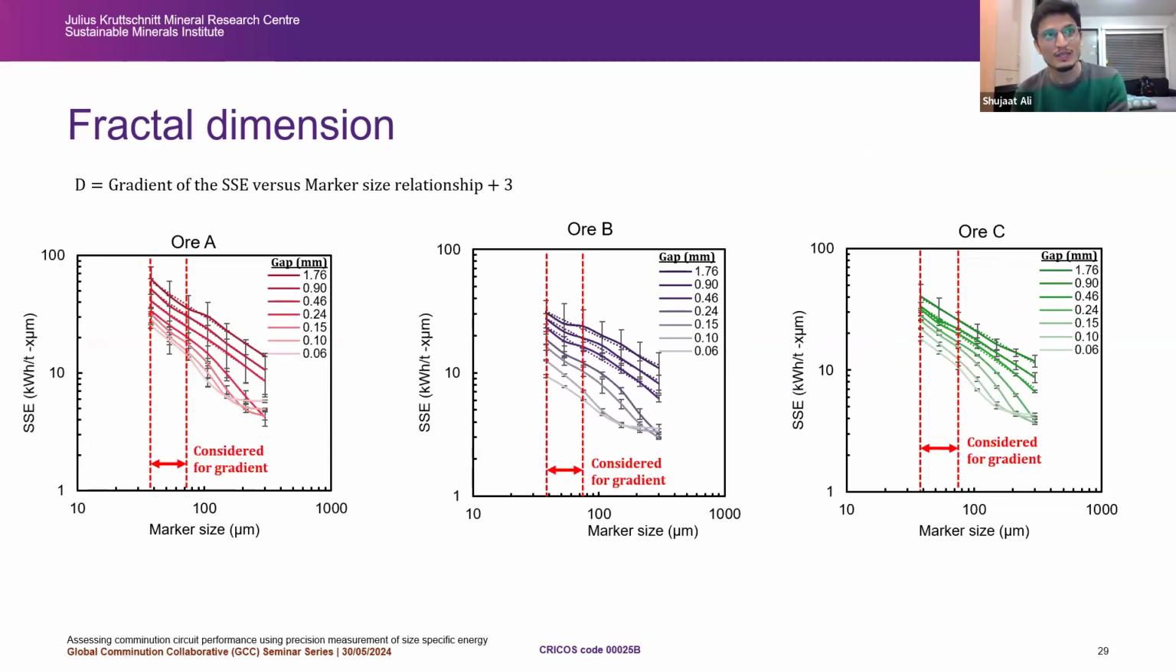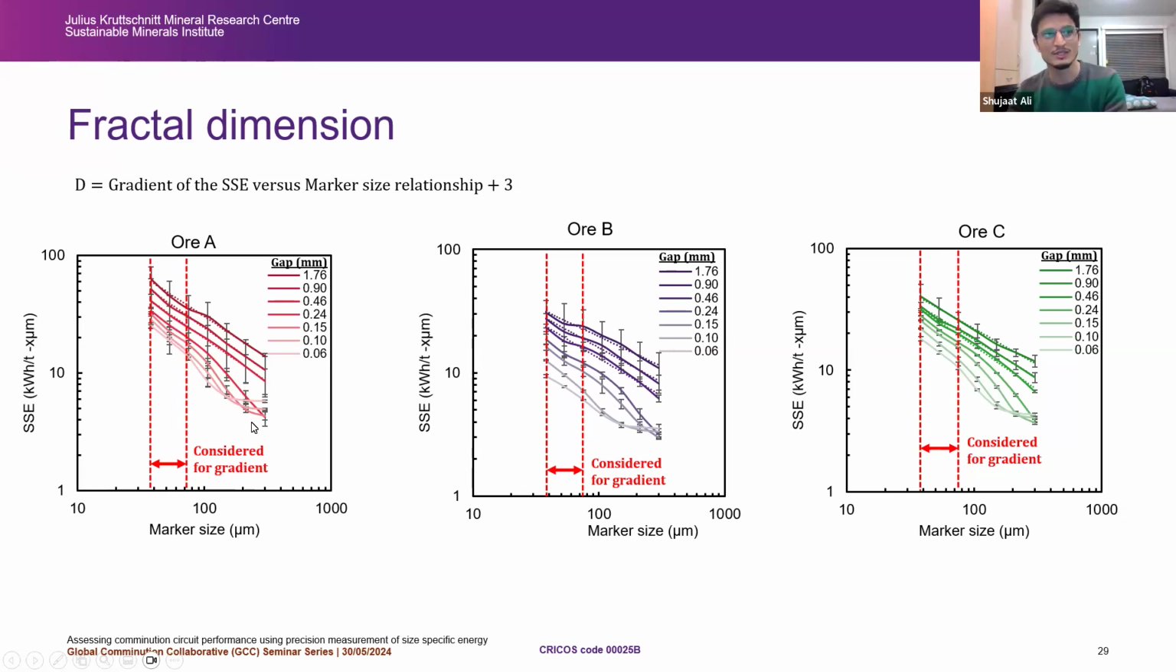So how do we calculate it, right? Up there is this simple equation. You basically plot your size-specific energy against marker size. And in my case, I chose the marker size in between, 38 to 75 micron, because that's where there was a linear section. I didn't move any further on.